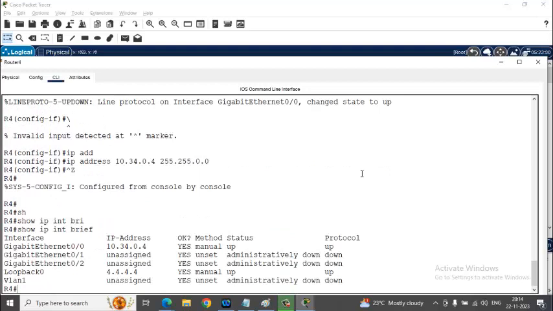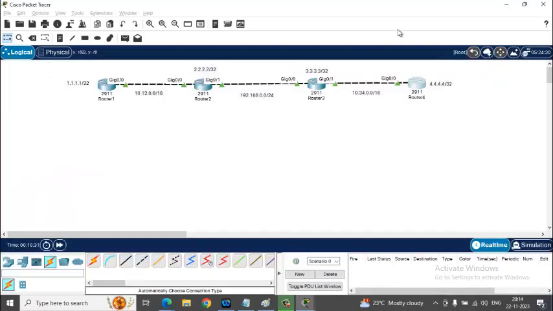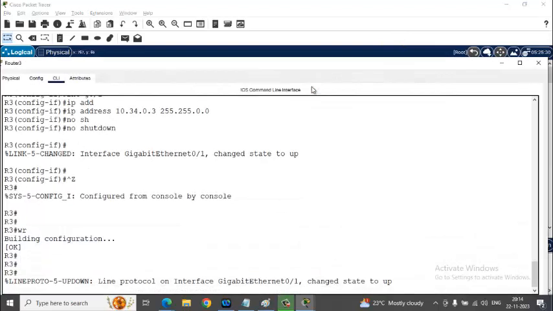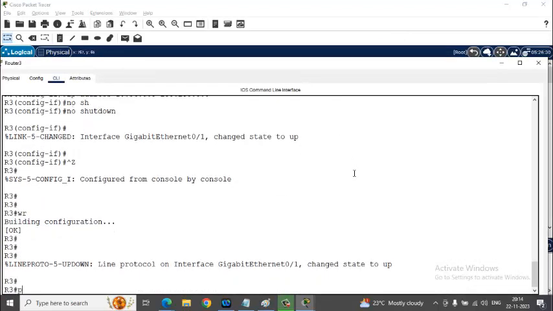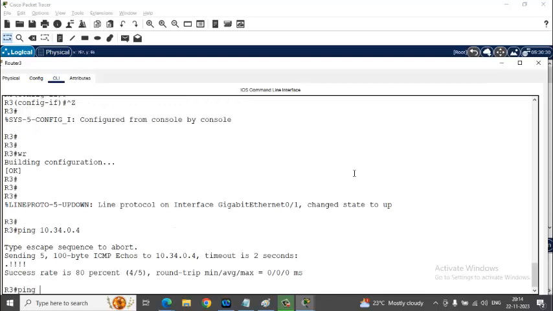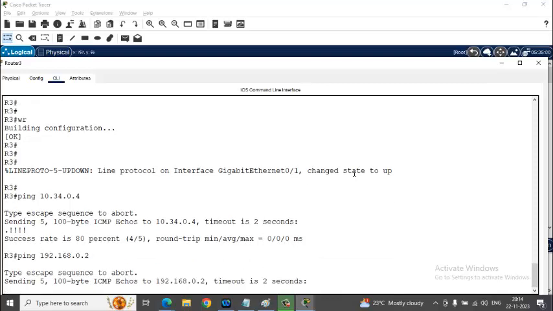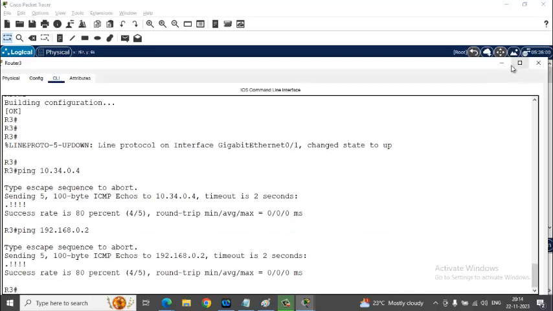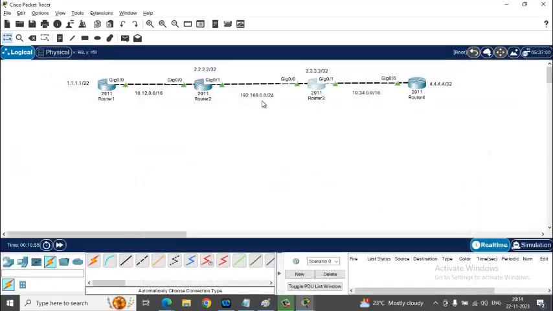If you check the routing table, you already have the route for the connected network. But there is no route for 2.2.2.2, 3.3.3.3, 192.168, the 10.34 network, or 4.4.4.4. We don't have those networks. We need a routing protocol. Now, when you want to enable a routing protocol, you need to know what networks this router already knows. So, what are the networks this router knows? I'm going to say router rip.